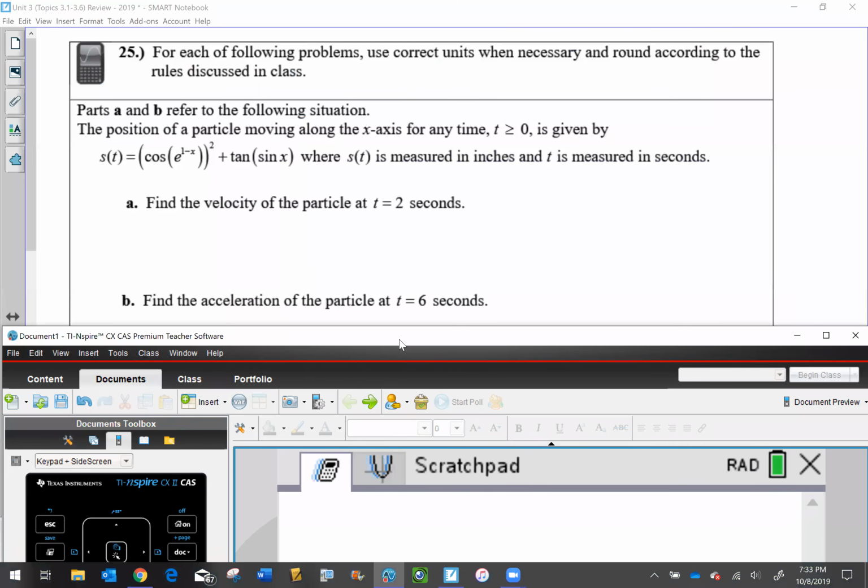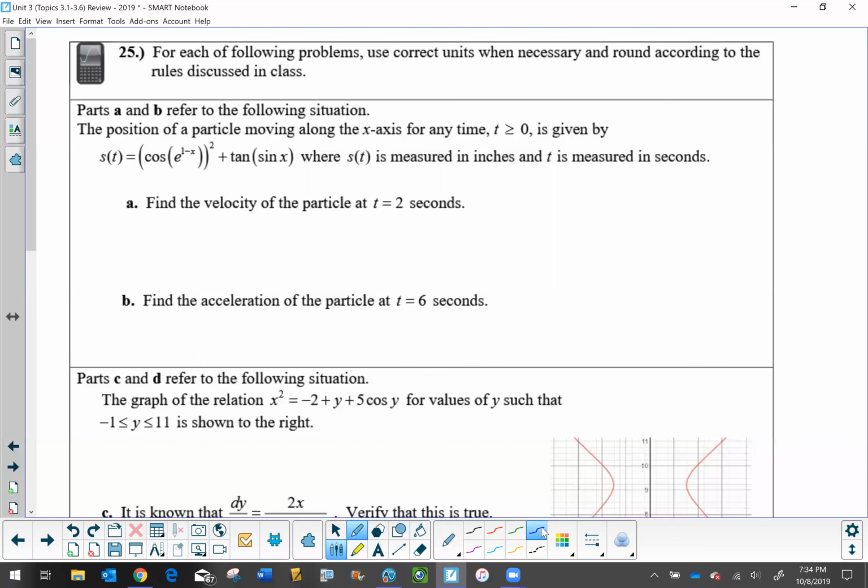All right, so number 1 thing, let's read the question. It says, for each of the following problems, use correct units. You'll get a couple of points if you guys do that correctly. And round according to the rules discussed in class. You'll get a couple of points for that.